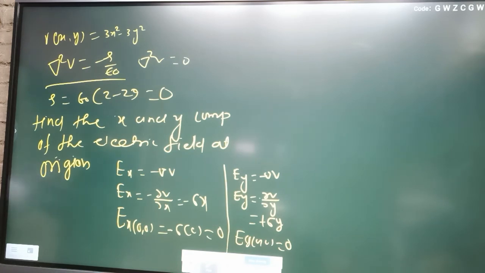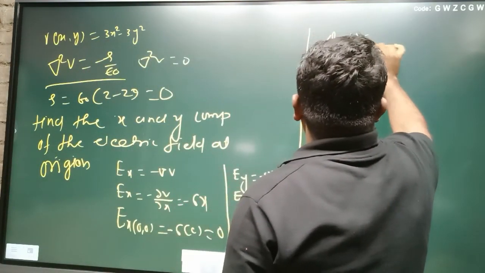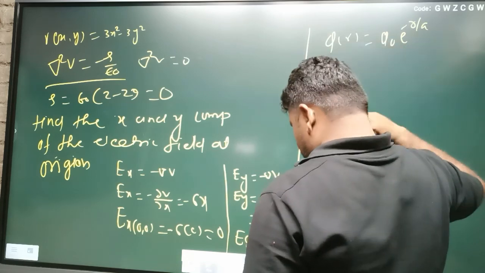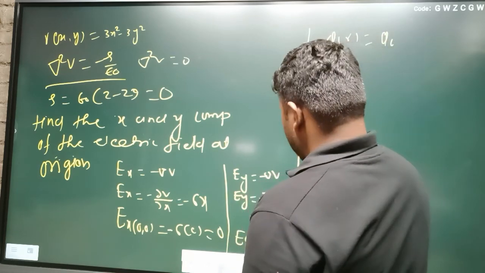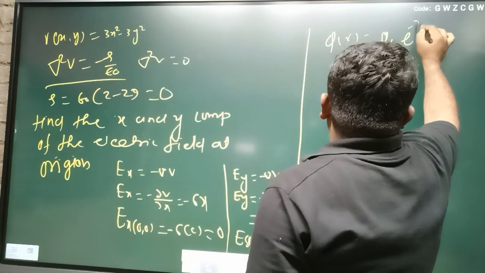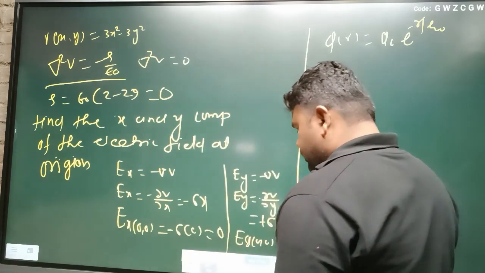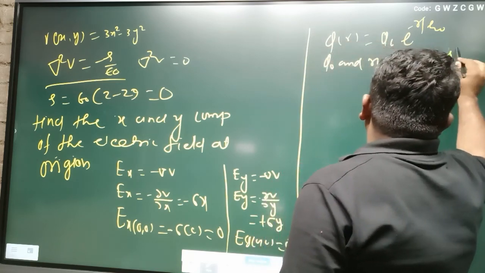Next problem. If the electrostatic potential in spherical coordinates phi of r is equal to phi naught e to the power minus r upon r naught, where phi naught and r naught are constants.